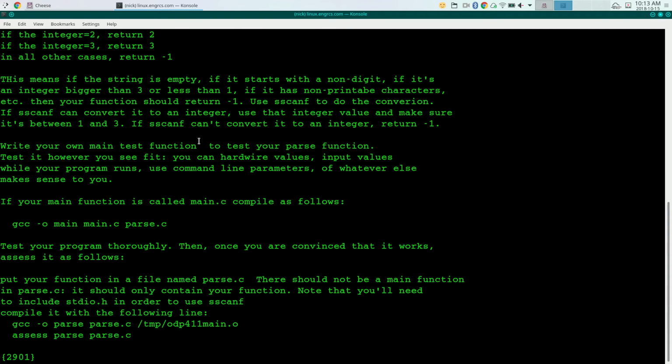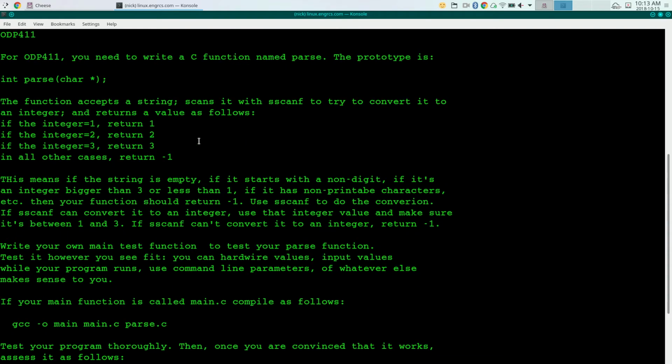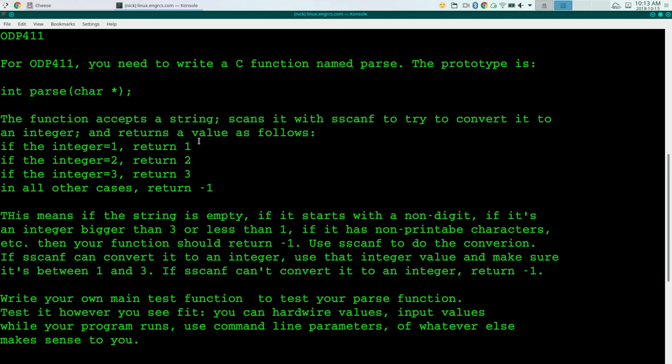So ODP 411 actually posted last night. Again, you're writing a C function, not a main program. Okay, you're writing a function called parse. It takes a string, which is a pointer to a character. It returns a single integer.